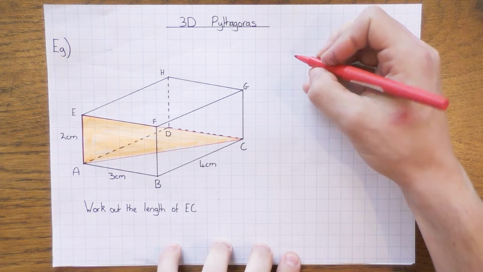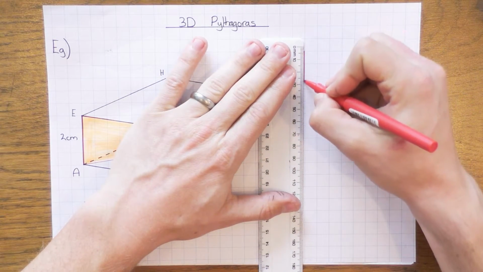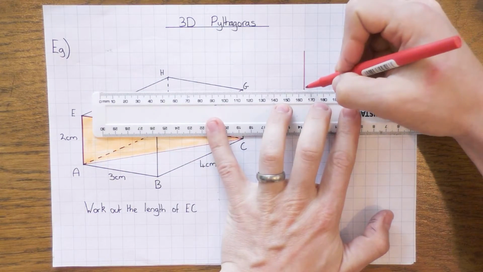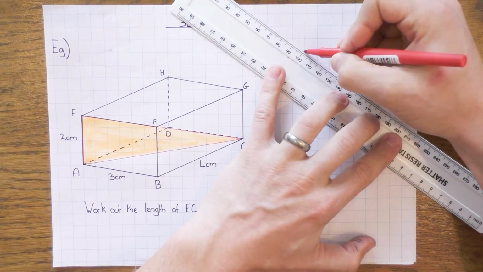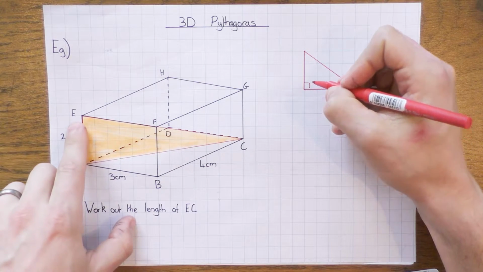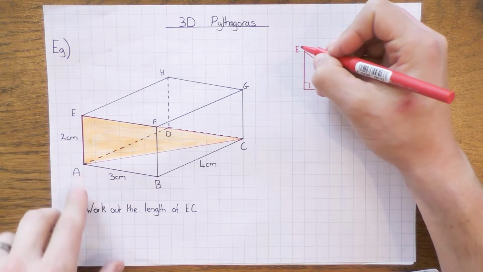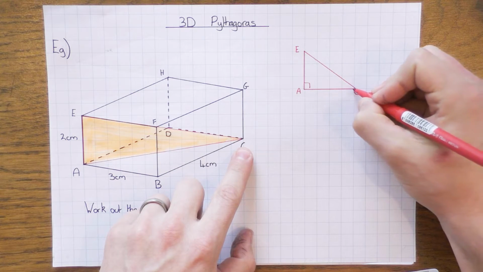So the next thing that I recommend you do is just to re-sketch that somewhere else. It doesn't have to be accurate, just a right angle triangle of some description. So I'm just going to do one like this. Okay, and label it so you don't get confused. So the top one there is E, the bottom one there is A, and then this one here is C.